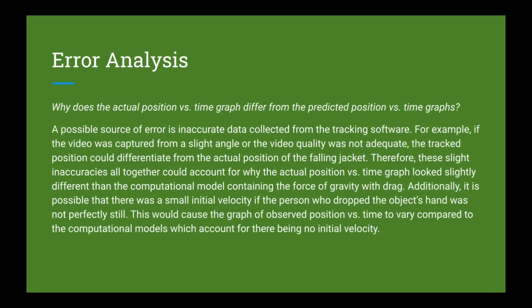A possible source of error is inaccurate data collected from the tracking software. If it was captured from a slight angle or the quality was not adequate, the tracked position could differ from the actual position of the falling object. These slight inaccuracies could account for why the actual position versus time graph varies slightly from the computational models. Additionally, it's possible that there was a small initial velocity. The person who dropped the object's hand was not perfectly still, which could cause the graph to look slightly different.